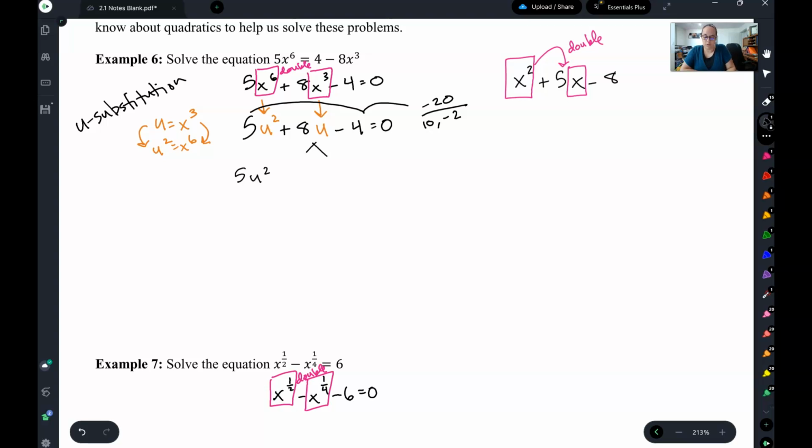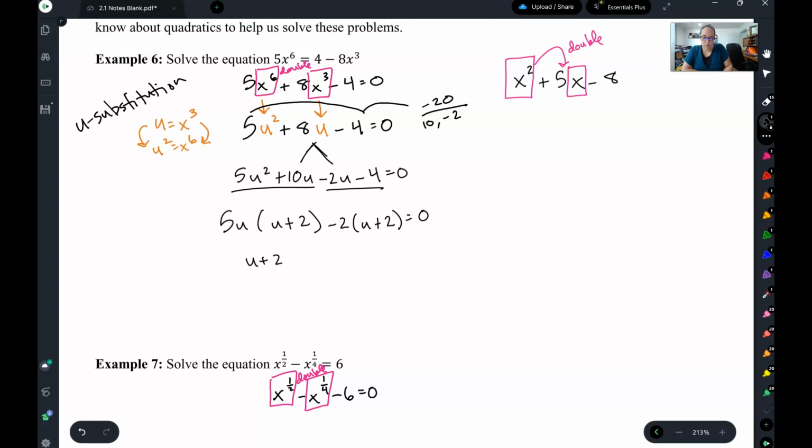For these two numbers. So plus 10u minus 2u. So 8u is the same thing as 10u minus 2u. I just exchanged it, so it's the same thing. I didn't actually change it. I'm just exchanging it out. And now I factor something out of there. They have a 5u in common. Factor something out of there. They have a negative 2 in common.